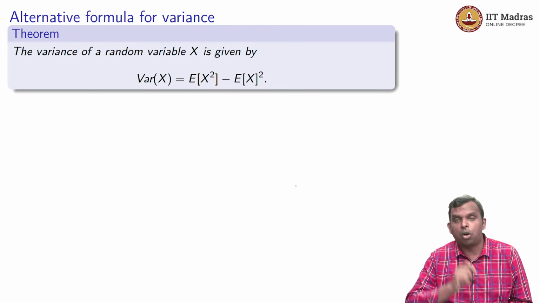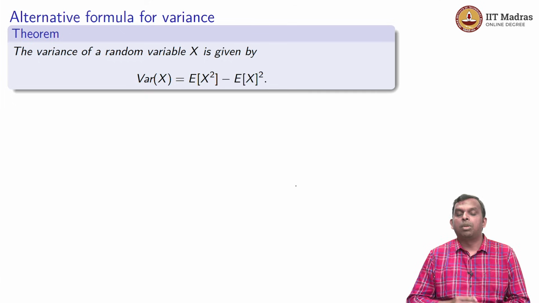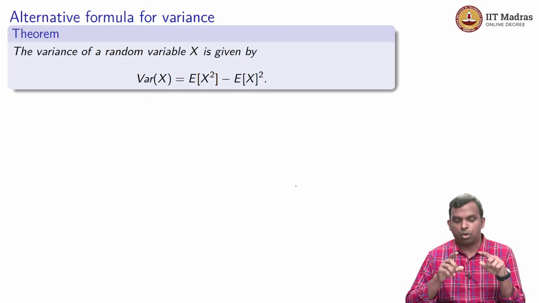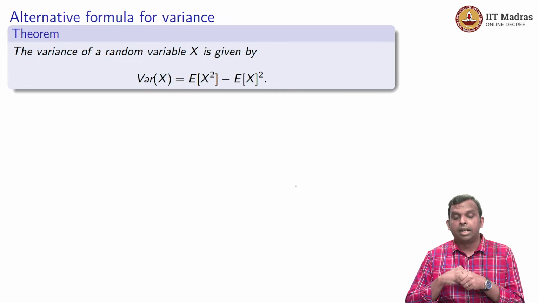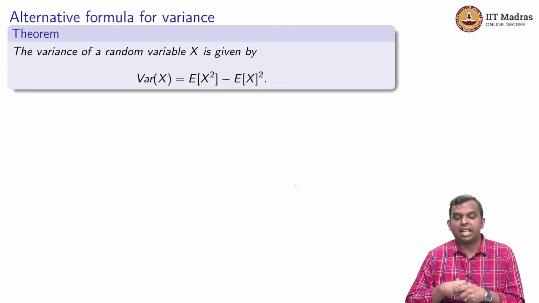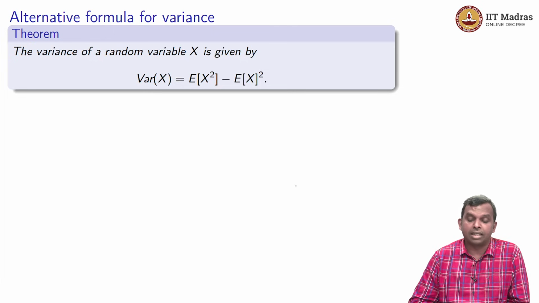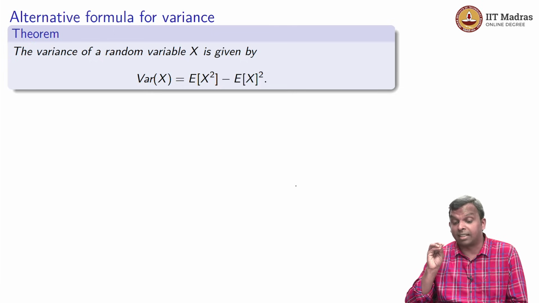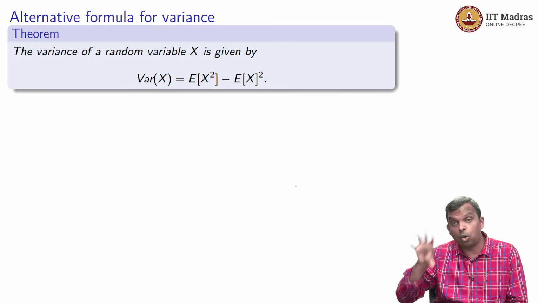All right, so there's another formula for variance. The formula we saw so far is the expected value of (X minus E[X]) whole squared. It turns out you can do some simplification there, and in fact the variance of X is equal to the expected value of X squared minus the expected value of X, the whole thing squared.